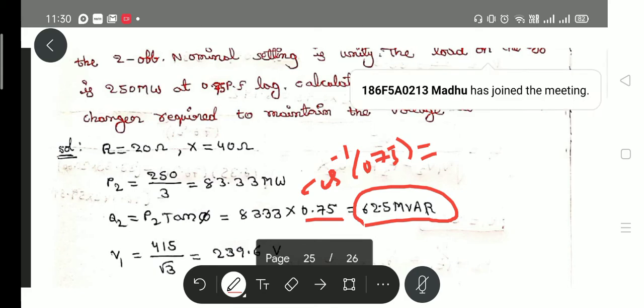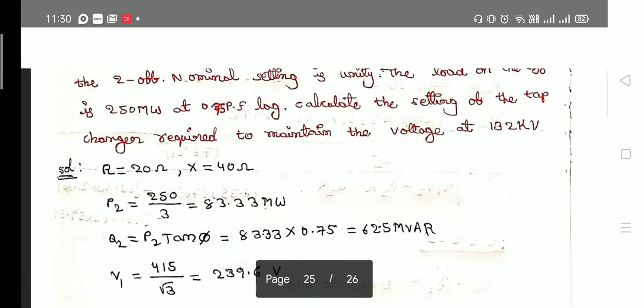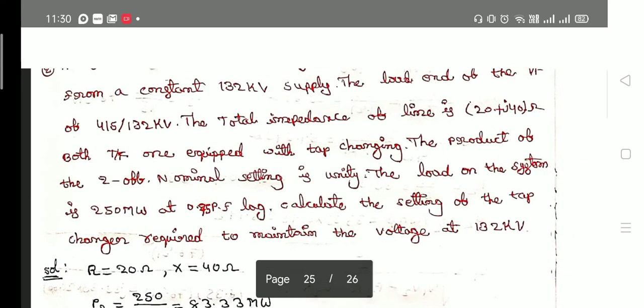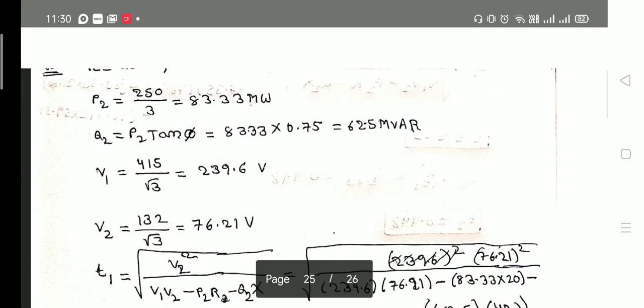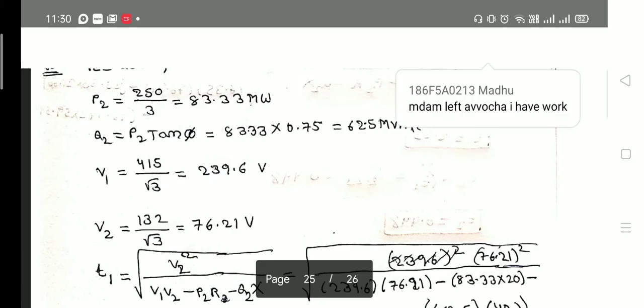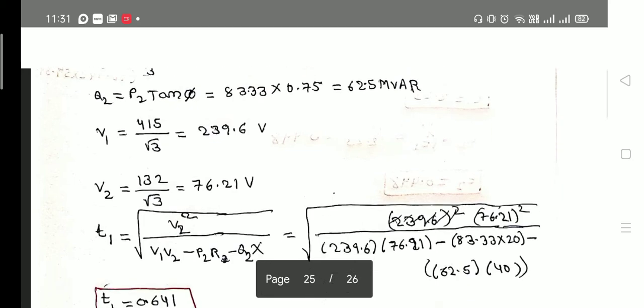We can take V1 and V2 values also. 415 by root 3, we can take in phase values. So V1 phase is equal to 415 by root 3. This is the V1, V2 is 132. V2 also we can find in phase. V2 is equal to 132 by root 3. So we can find the 76.21. So from this T1 is equal to under root of V2 square by V1 V2.